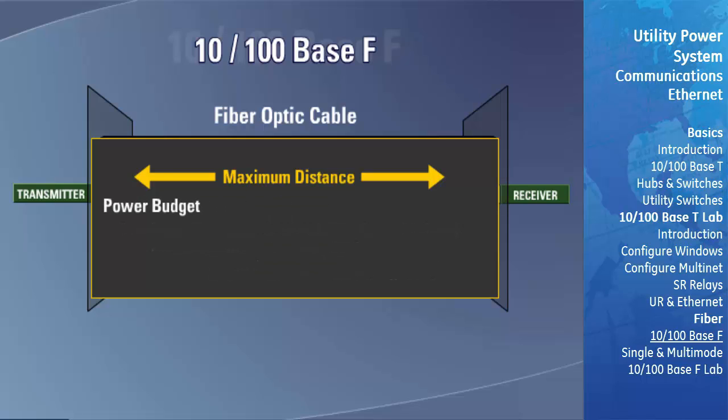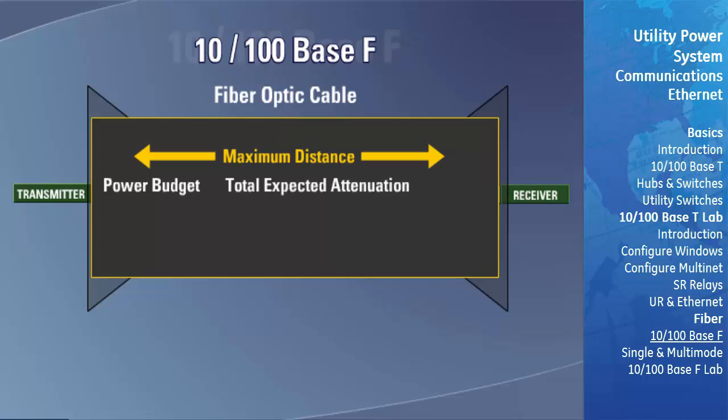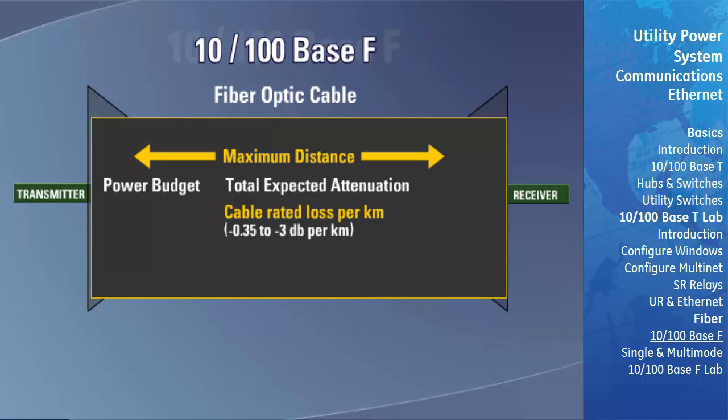The next step is to calculate the total expected attenuation of the light by summing all sources of attenuation such as the cable, connections, splices, etc. as follows. Take the cable's rated loss per kilometer, which is in the order of minus 0.35 to minus 3 dB per kilometer depending on the cable type, times the cable length. The result is the total loss due to the cable.